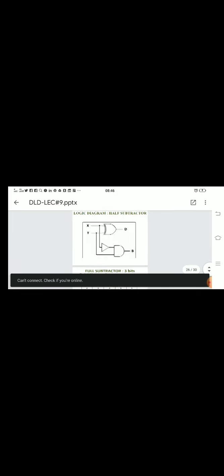Now we can check it by using the diagram. Here you can see that difference is taken by using an x exclusive OR y gate. The borrow is taken by taking a NOT for the x input and taking the y input as it is, and then applying an AND gate, and after that we get the borrow output. So this is the half subtractor.